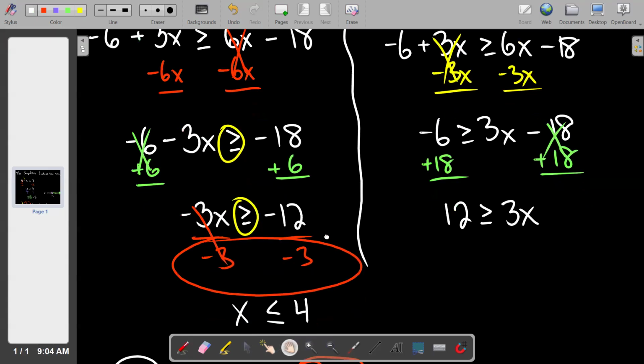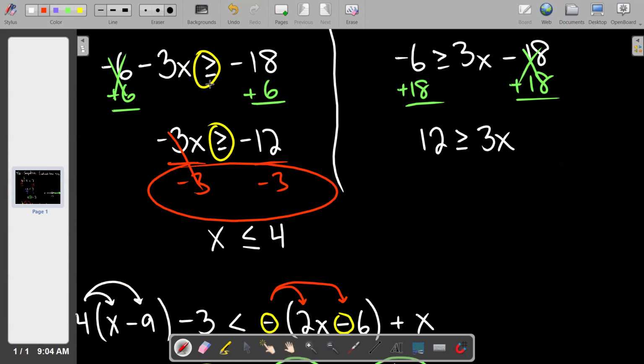Now, when we divide at the end by 3, do we switch the sign? No. Yeah. No, because I'm dividing by a positive number. So I leave my x right here. I leave my Pac-Man facing here, and 12 divided by 3 is 4.